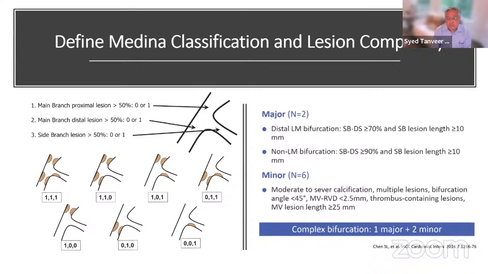And the DEFINITION II study really validated this, and also validated that lesion complexity increased with moderate to severe calcification, multiple lesions, bifurcation angle less than 45 degrees, main vessel reference vessel diameter less than 2.5 millimeters, thrombus containing lesions, or main vessel lesion length equal to or greater than 25 millimeter. And also Dr. Chen has defined that complex bifurcation includes 1 major criterion plus 2 minor criteria. And again, the DEFINITION II study validated that. Next, please.